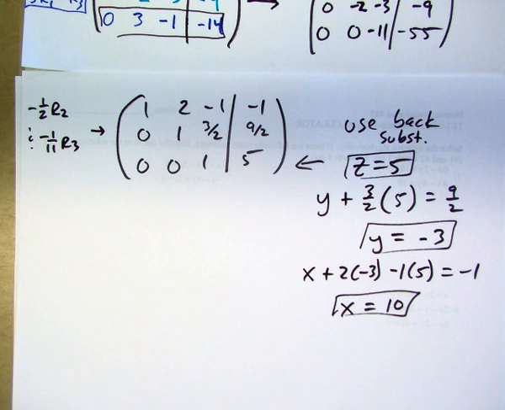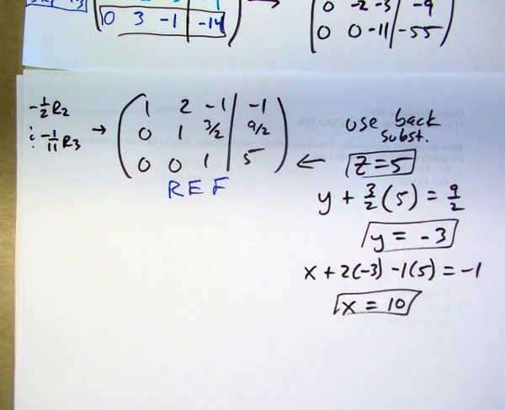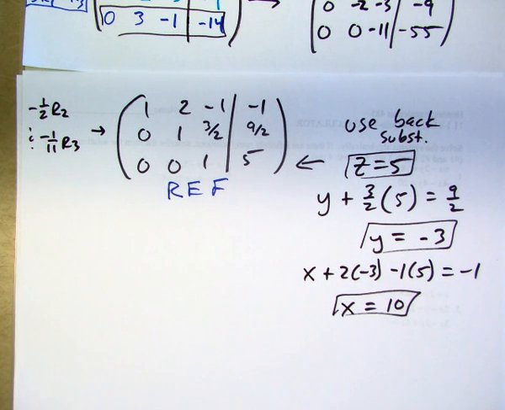Okay? And again, this is in row echelon form. If you type this in the calculator and tell it to do it for you, this is what it would spit out. Okay? So that's part A.